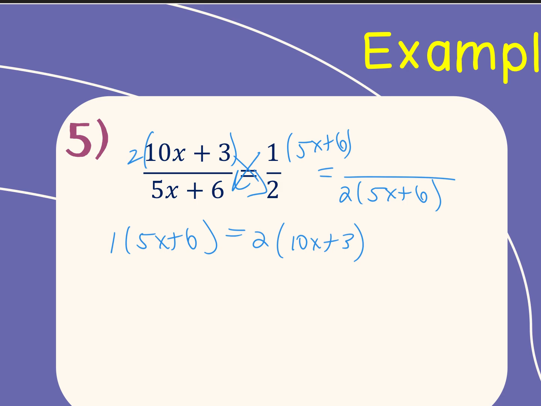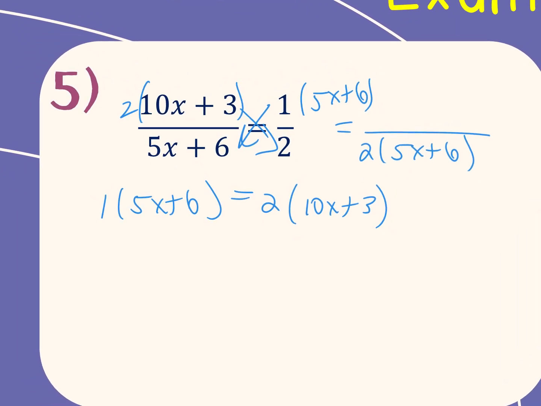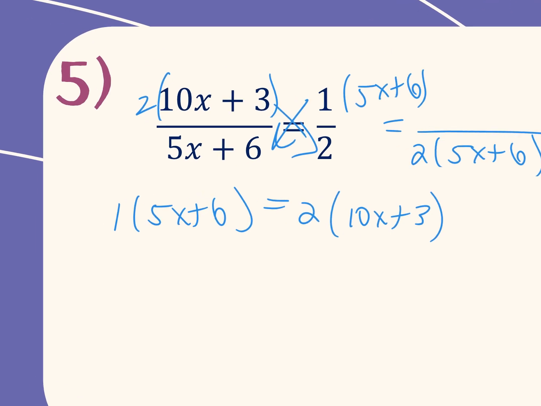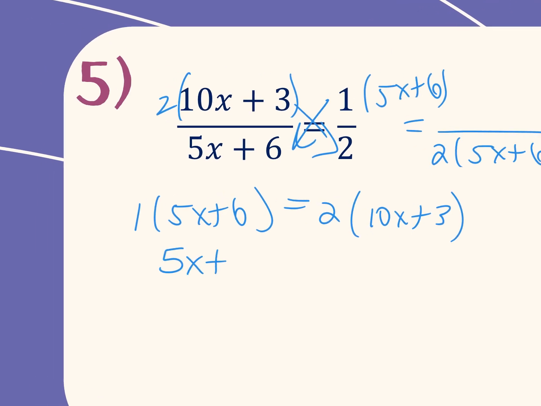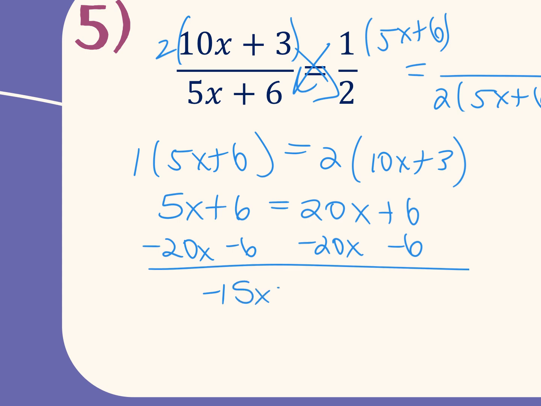But last period, people said, I never know when I can cross multiply or not. Then fine, don't worry about it. If you recognize it's a fraction equal to a fraction, then perfect. So with that first step out of the way, this just becomes a basic linear equation. I'm going to subtract 20x from both sides. Subtract 6. And I get negative 15x equals 0.